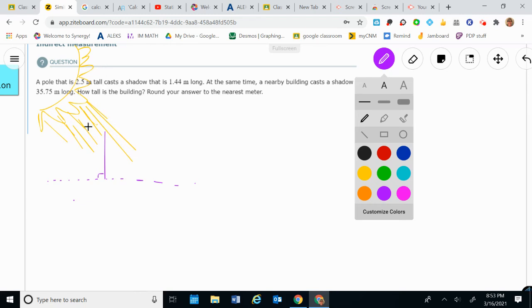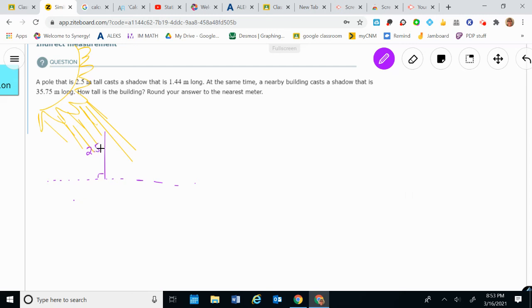Okay, but it's a pole that is 2.5 meters, and it casts a shadow that is 1.44. This is how you draw it. Draw the picture. Do not try to do these problems in your head. That's ridiculous. Don't do it. Okay, this is the shadow on the ground. All right, at the same time, a nearby building casts a shadow. So here's the pole. It's 2.5 meters. A meter is 3 feet, so that's like, I don't know, 8 feet or something like that.